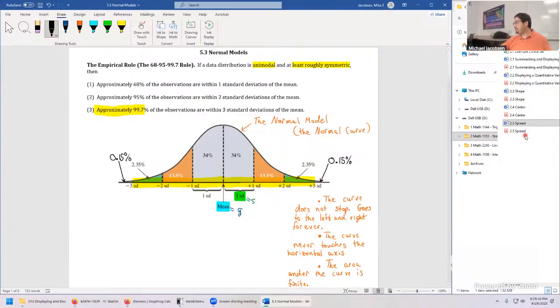But it doesn't always work. You can imagine when we were way back in section 2.2 or 2.3, some of our data just looked really awful. Let's take a look at some of it.